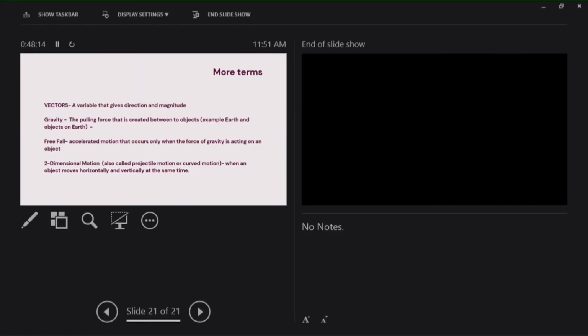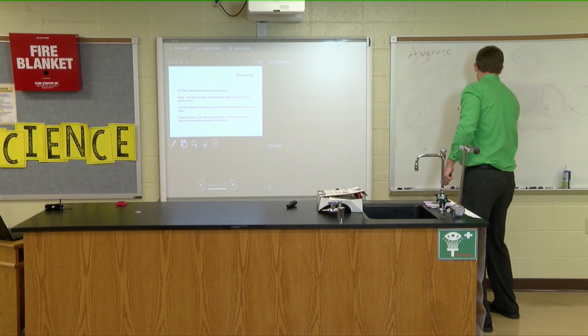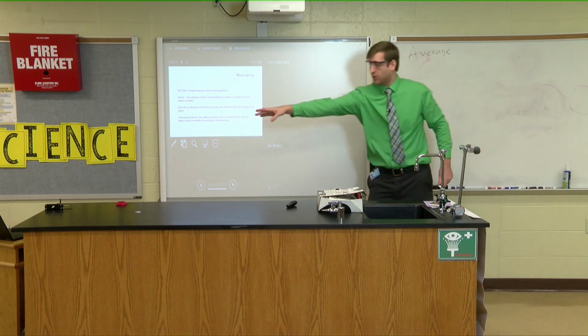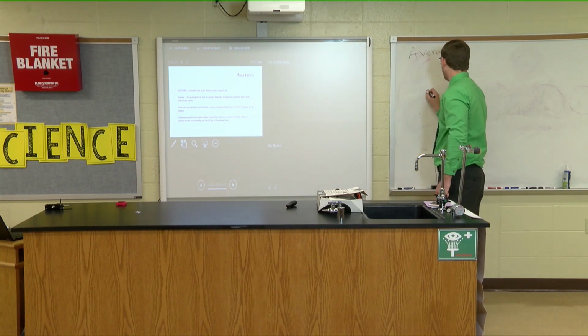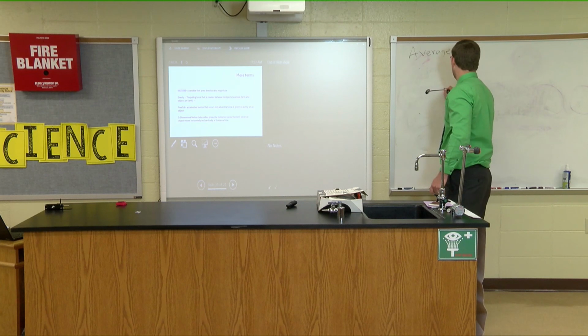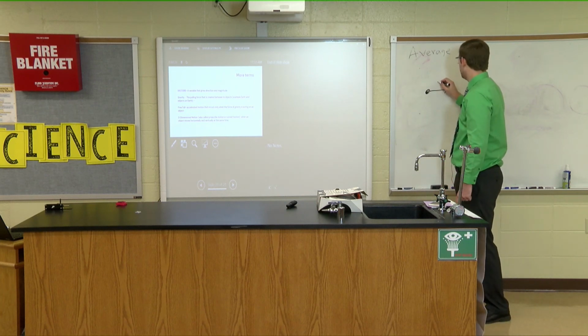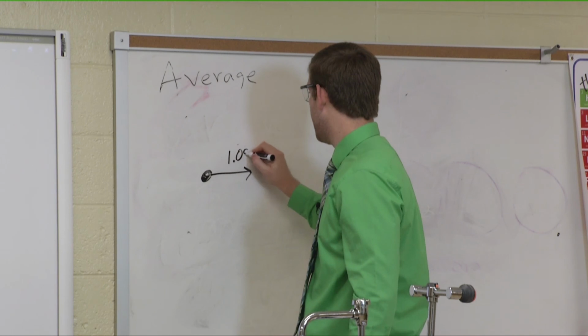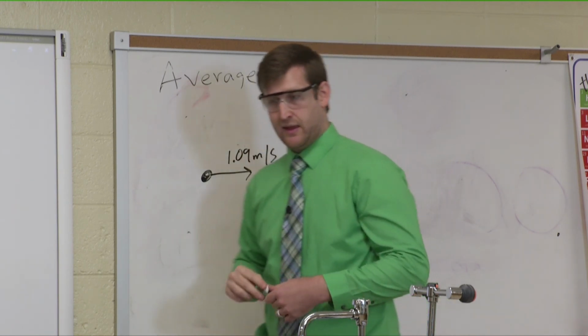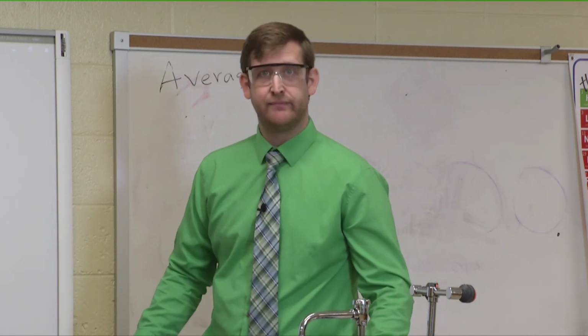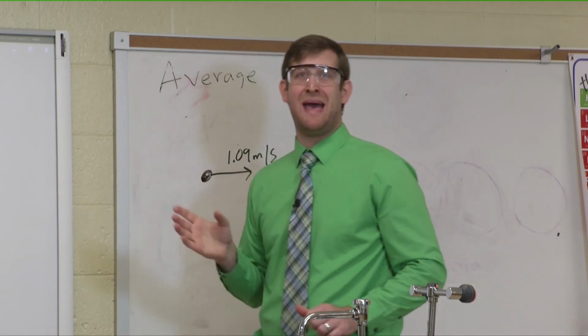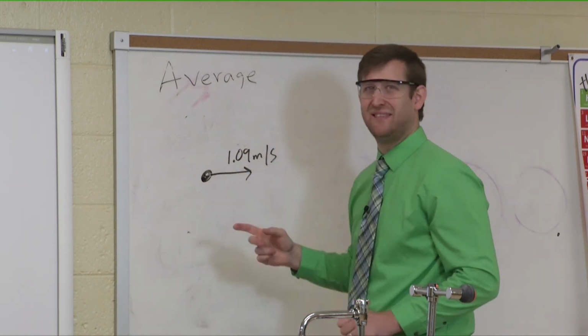Vectors. A vector is a variable that gives direction and magnitude. So, if I wanted to draw a vector of that steel marble rolling across the table, I would have that little marble and then an arrow that said 1.09 meters per second. That showed what direction it was traveling and the magnitude of speed, direction and speed. That's a vector.